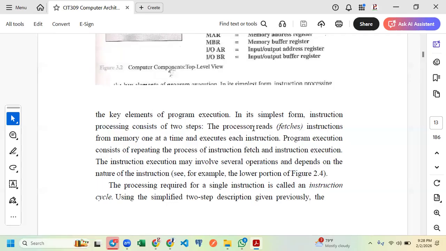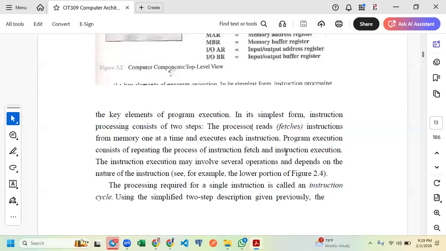While your ALU, arithmetic logic unit, is the one to execute if we have calculation in your data. And then registers will hold the data temporarily. Registers hold data, ALU executes calculations, control unit fetches the data, and memory unit is responsible for storing instructions that the data are following in process. So program execution consists of repeating the process of instruction fetch and instruction execution.